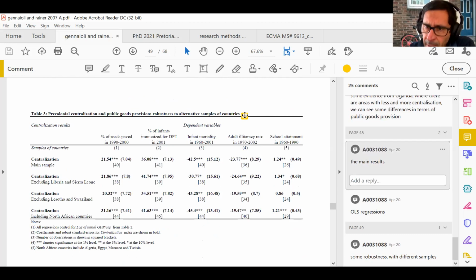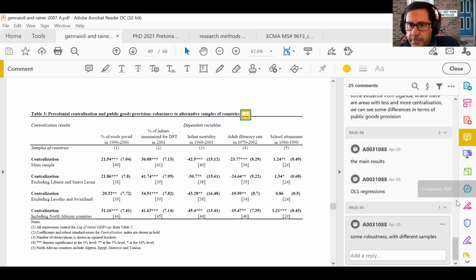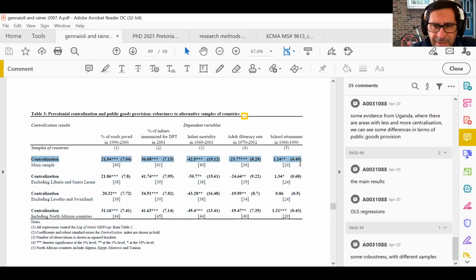let's see what else they have there. Let me see what I wrote there. And then some robustness, with different samples, centralization. Again, folks, trying to highlight that. Again, using different samples and subsamples of African countries. Centralization, again, is positive with roads, positive with immunization, negative with infant mortality, negative with illiteracy, and positive, again, with school attainment, right?